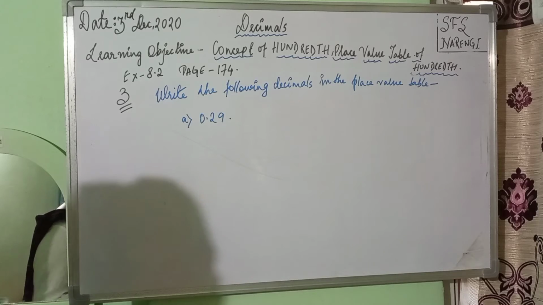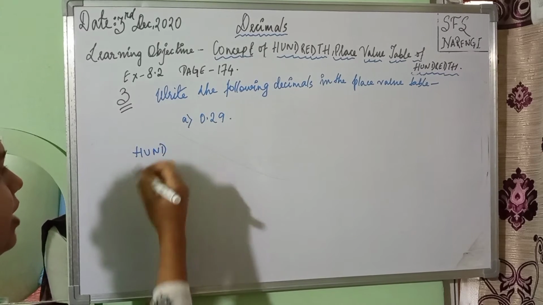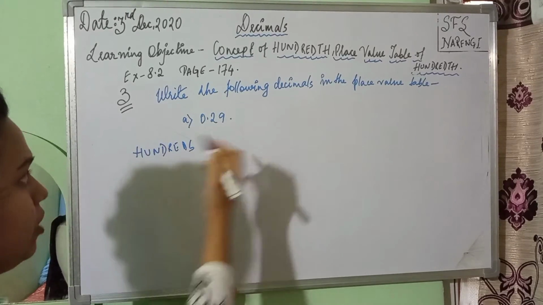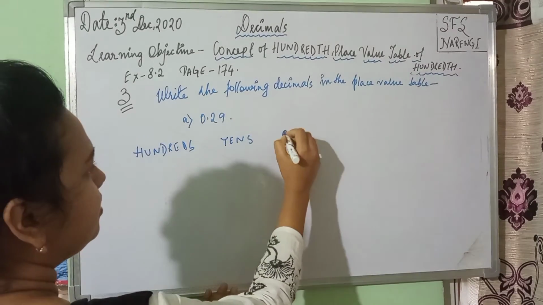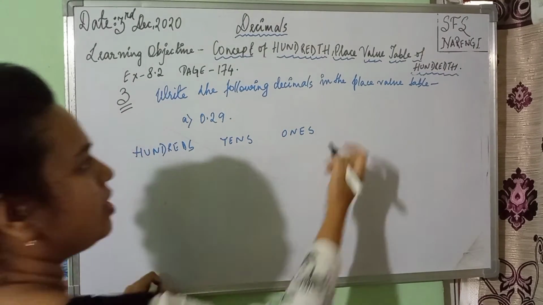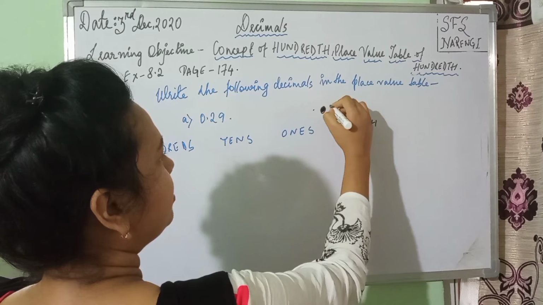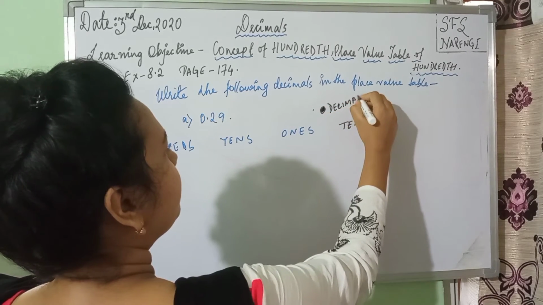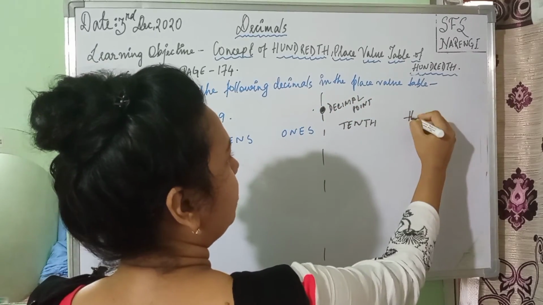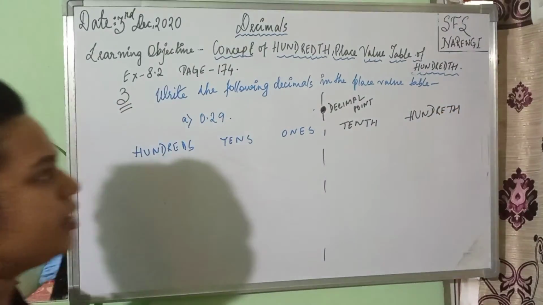So in the place value table, in the first place, what do you have? Generally, let me write hundreds. Generally in place values we have hundreds. We also have thousands, but I'm not writing that. Then tens and then ones. These are your whole numbers. And after that, what do we have? The new ones that we have learned is tenth, that is after the decimal point. Let this be your decimal point. After the decimal point, we have tenth, and now we have learned a new thing called 100th.